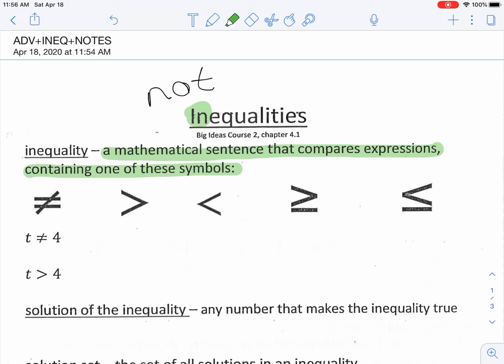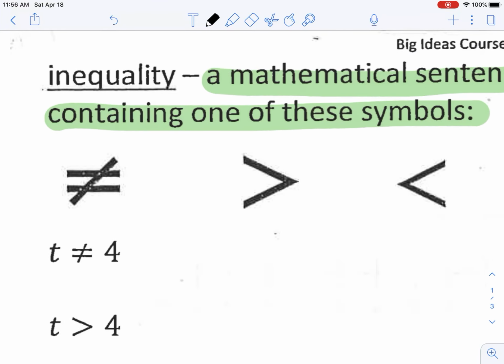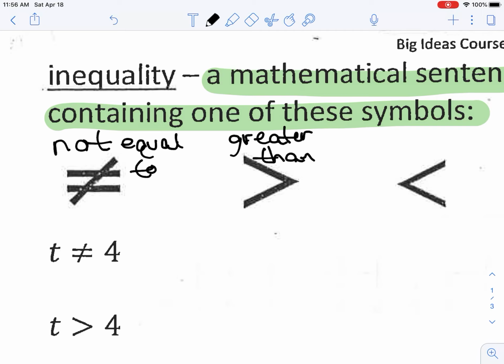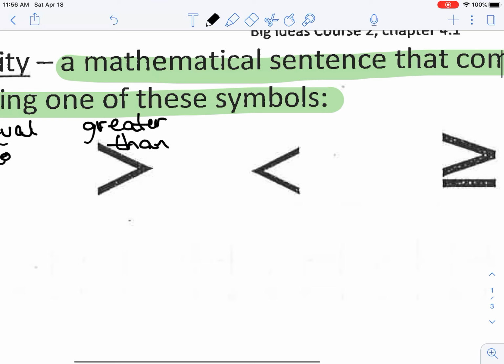If you look at the first one, that one is not equal to. If you look at the second symbol, that one, of course, is greater than. The next symbol is less than. So these are all symbols that you should be familiar with. The last two you might not be as familiar with.